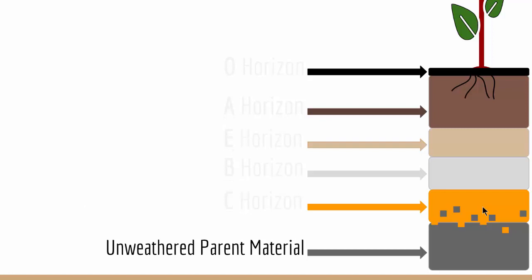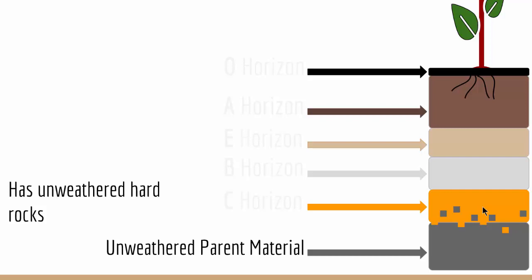The last layer of soil that we have is called the unweathered parent material. This layer has unweathered hard rocks. So this is just the bedrock that hasn't been weathered away. So now you know the layers that compose a soil profile.